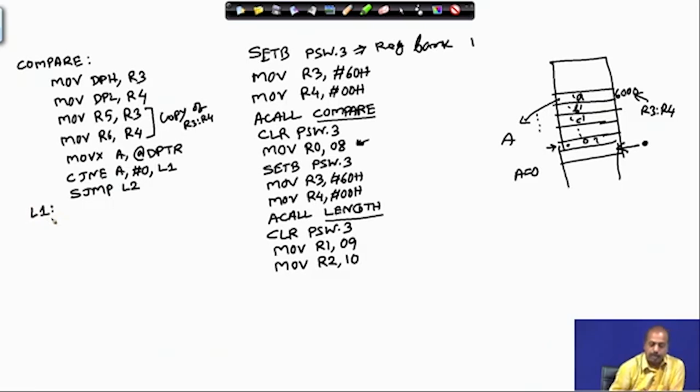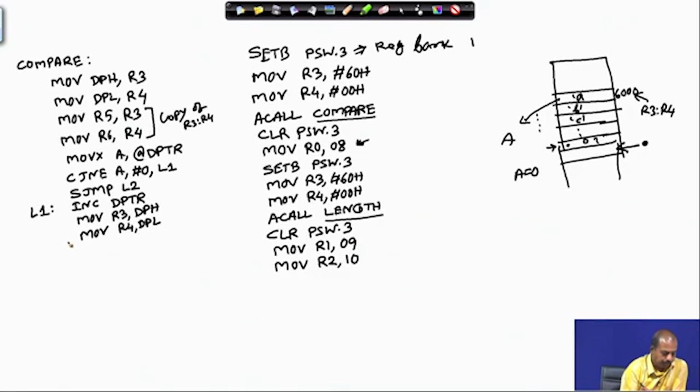Then in L1, the character is not the end of string character, so I need to increment the DPTR value. So INC DPTR. The DPTR value is incremented, then this DPTR is saved again in R3 and R4. So MOV R3, DPH and MOV R4, DPL. So the DPH and DPL values are saved in R3 and R4.